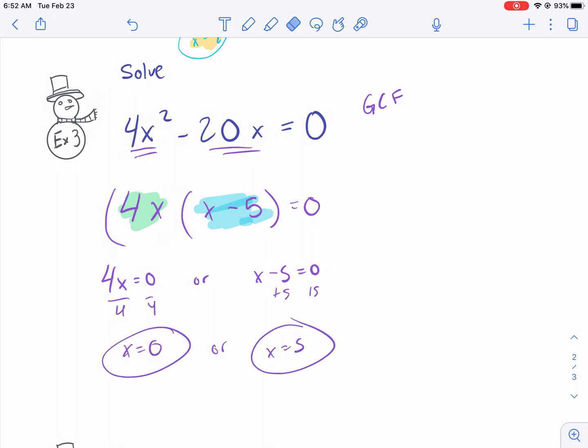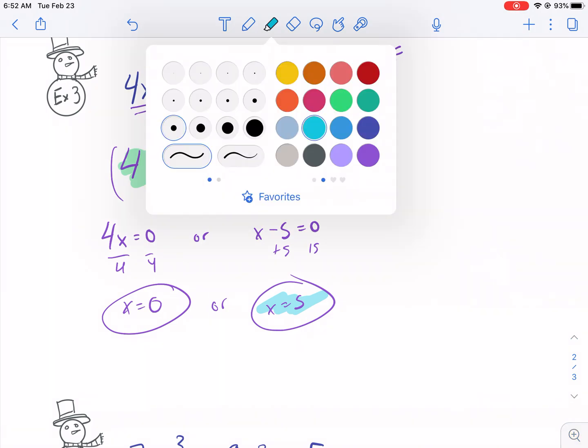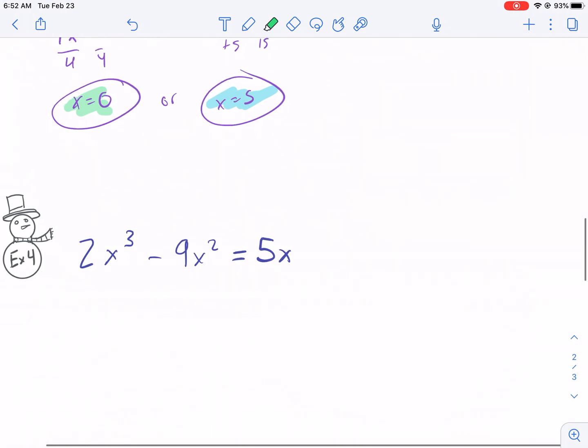So if you're like, I don't see parentheses around it, what do I do? You set it equal to 0. They're times each other. Essentially, we could add parentheses around it, but it's the same thing. So now we have our two answers, x equals 5 or x equals 0. You input either one of those, and it makes the whole thing go to 0.